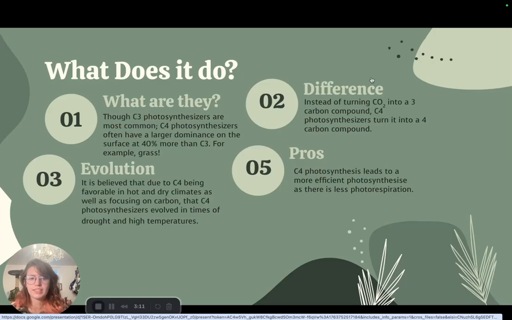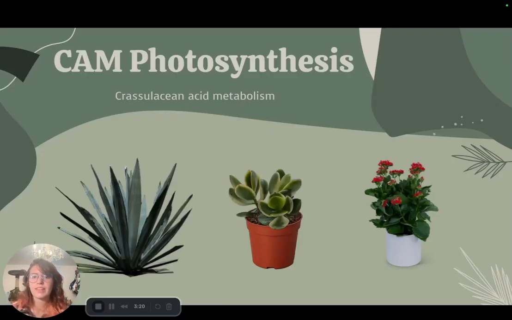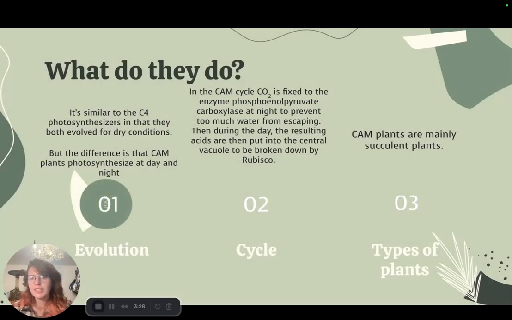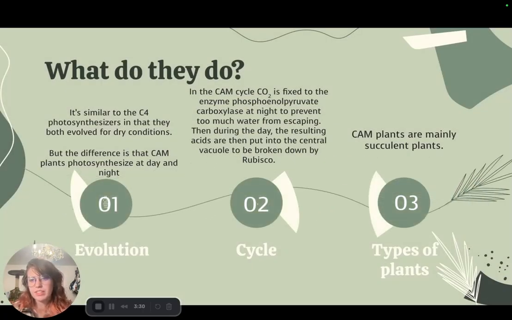Some pros is that C4 photosynthesis leads to a more efficient photosynthesis and has a lot less photorespiration compared to the C3 photosynthesizer. Next is the CAM photosynthesis, which is also known as crassulacean acid metabolism. What do they do? It's very similar to the C4 photosynthesizers in that they both evolved in dry conditions, but the difference is the CAM plants photosynthesize at day and night.